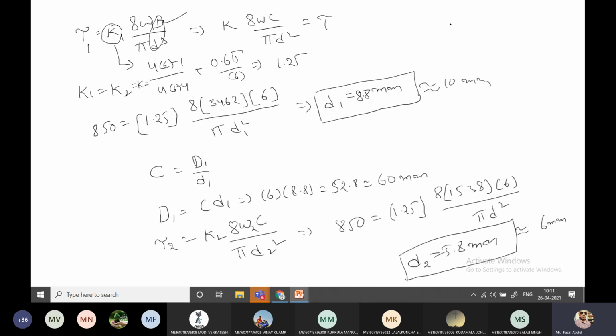Now from the spring index, C equals D2 by d2. So what is D2 here? C into d2. C value given in the question is 6, and we got d2 also as 6. So the mean diameter D2 of the spring wire is 36 mm. So these capital D1, small d1, capital D2, small d2 are the main dimensions of the spring that we calculated.